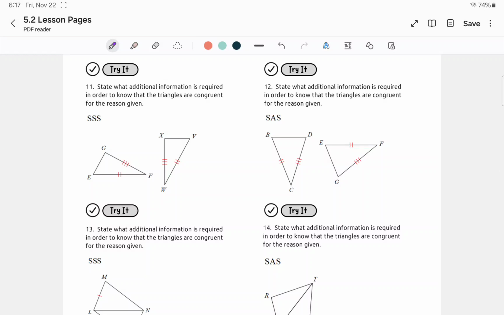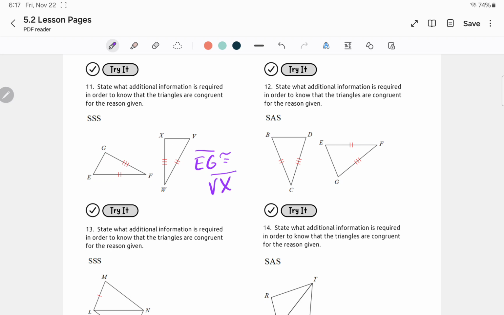All right, so hopefully you tried 11 through 14. So it says side, side for number 11. So what has to be congruent to show this? Side, side. So I would need a third side, right? I would need this third side of EG to be congruent to XV. Or EG, let's do VX.